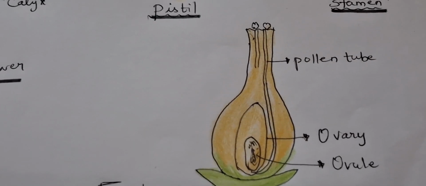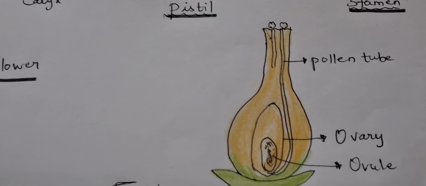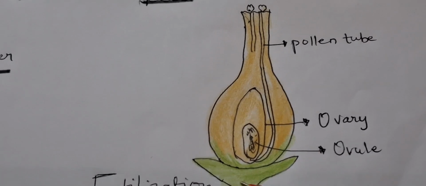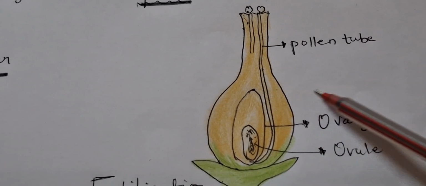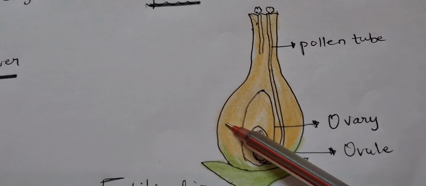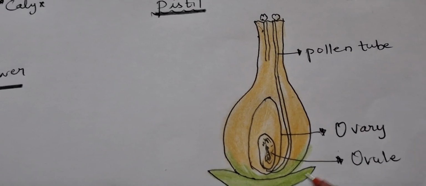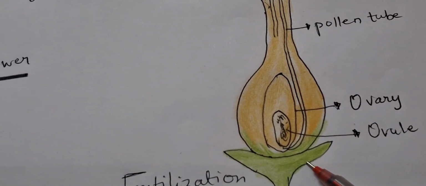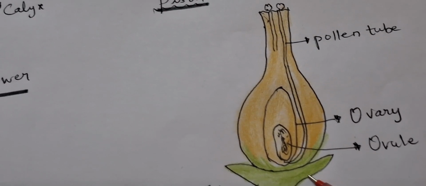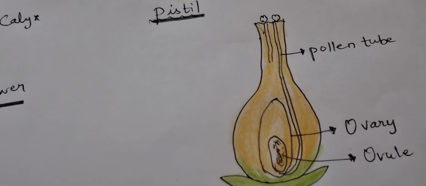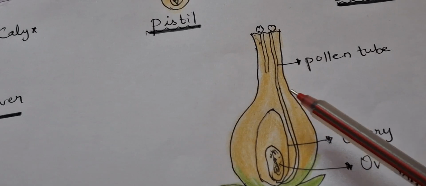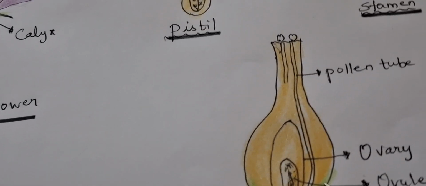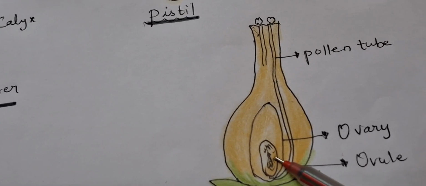Now the question could be, what are the changes seen in a flower after fertilization? After fertilization, slowly all the petals fall away, the surrounding stamens, colored petals, and calyx. Sometimes the calyx is retained, as in the case of a brinjal plant or a tomato plant. Otherwise it falls away. And finally, this ovary enlarges, that is, it develops into a fruit, and inside this the ovules develop into the seed.